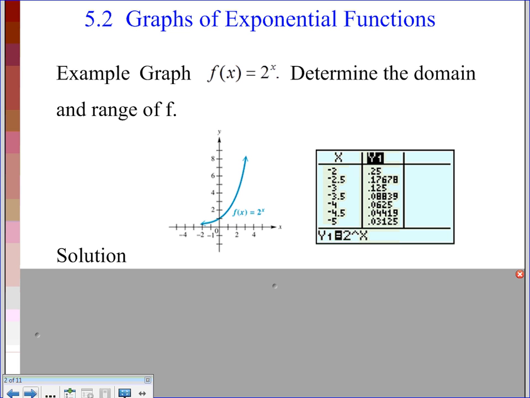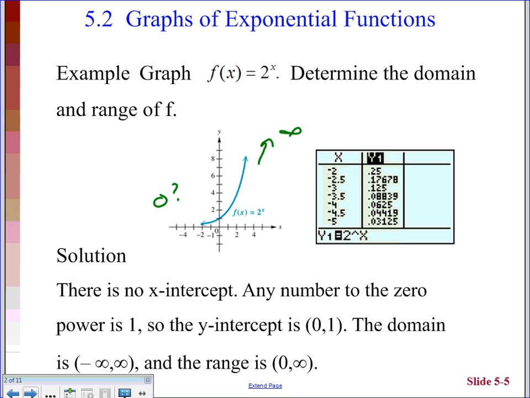Just looking at it, it looks like the upper end of the range is going off to infinity, right? It looks pretty good. But down here, is this going to 0 or is it not? Is it an asymptote? I can't really tell from this graph. So the solution is down here. It is an asymptote. There, 0 is the asymptote. There's no x-intercept. It never crosses the x-axis.